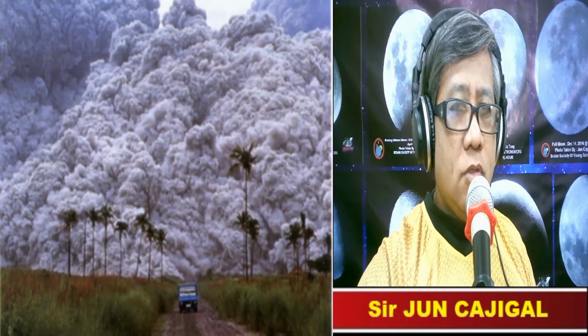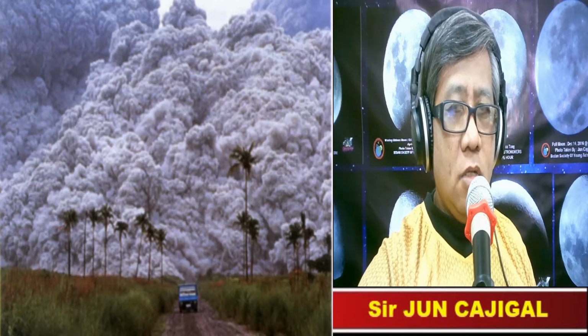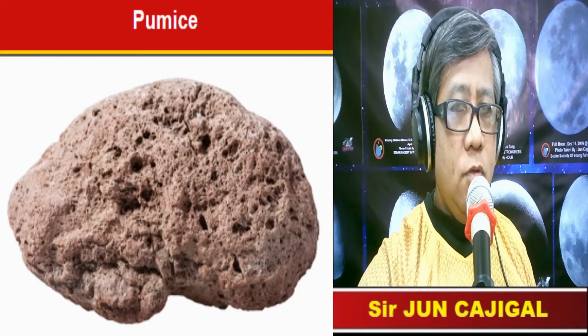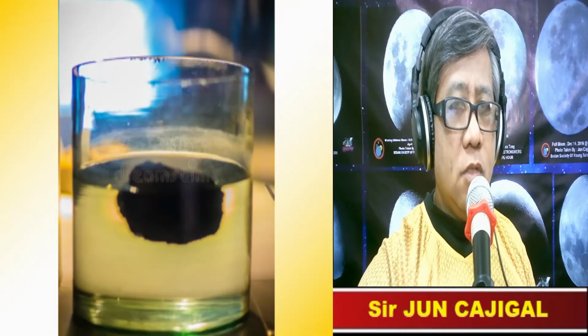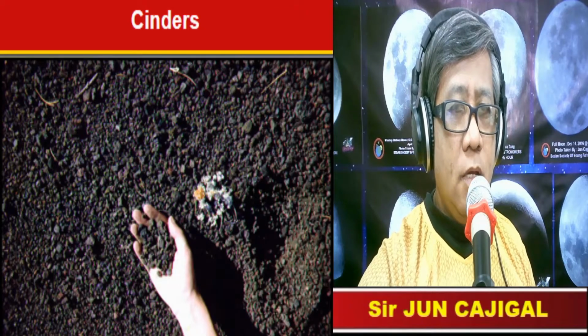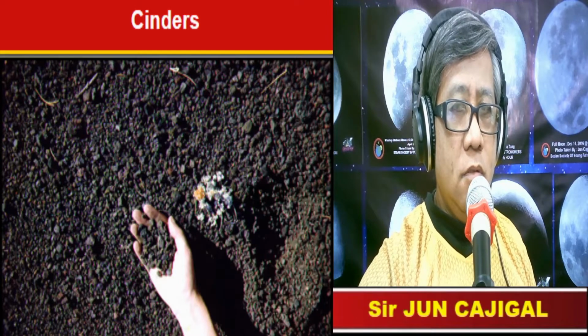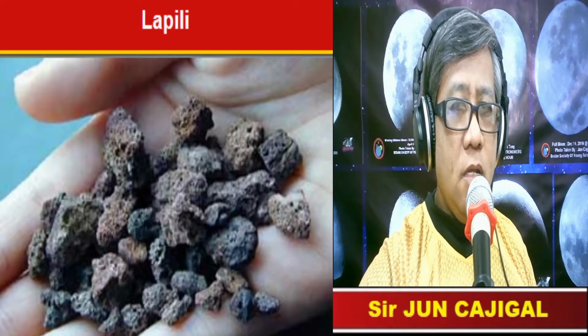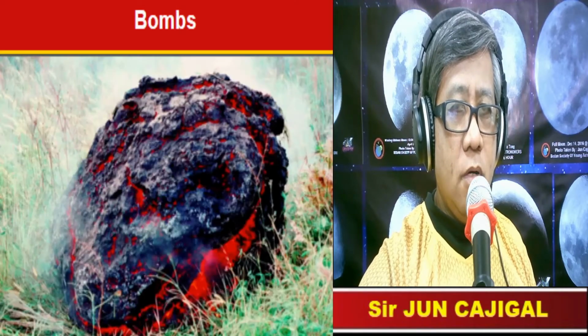Alright, so this is volcanic ash and dust, as you could see in the picture. Then we have pumice. Pumice is air-filled lava, and because of the air pockets in it, pumice can actually float on water. Then we have cinders. Cinders are pea-sized volcanic particles, and even larger than cinders are lapilli. Lapilli are walnut-sized volcanic particles.